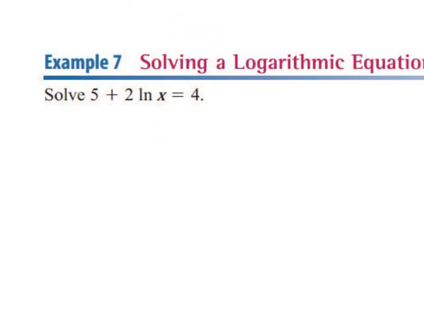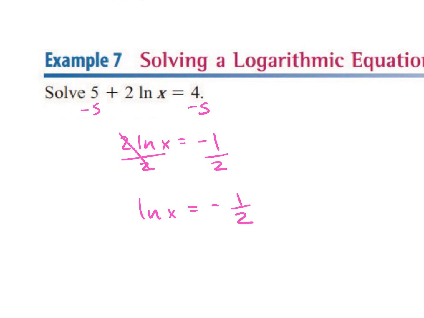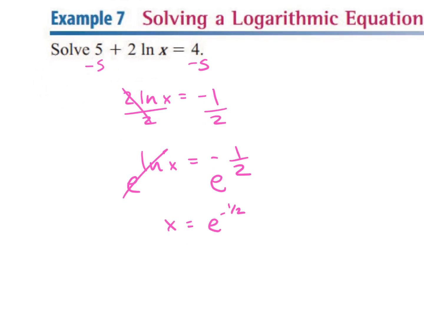Alright, let's look at example 7. So how can I solve for x? What should I do first? Subtract 5 on both sides, so 2 ln x is equal to negative 1. Then what should I do? Divide by 2. So ln of x is equal to negative 1/2. Make the big base e. So this will cancel. So x is equal to e to the power of negative 1/2. Then I can just put that into my calculator.